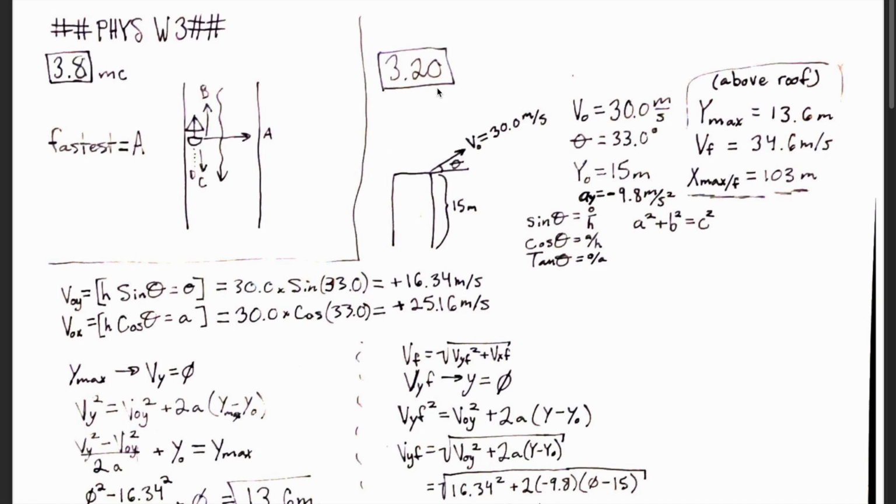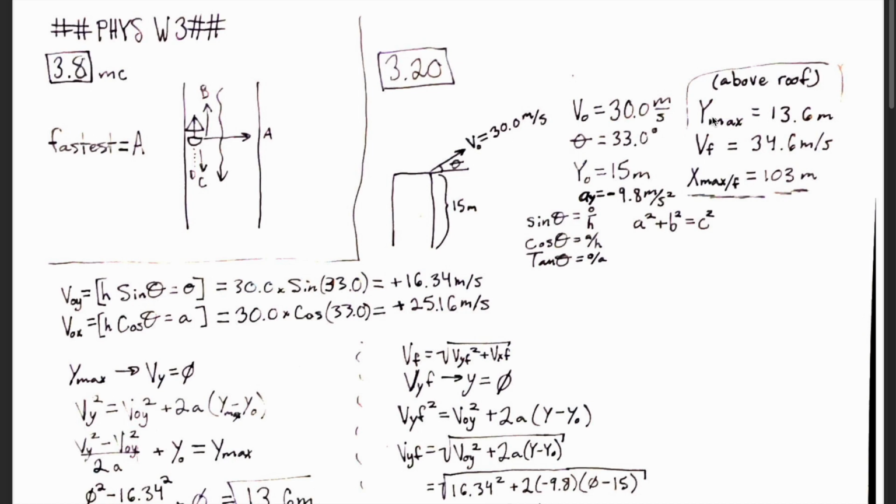The next question is chapter 3, number 20, and it says, a man stands on the roof of a 15-meter tall building and throws a rock with a velocity of magnitude 30.0 meters per second at an angle theta of 33 degrees above the horizontal. You can ignore air resistance. Calculate A, the maximum height above the roof of the building that is reached by the rock. So y max above the roof.